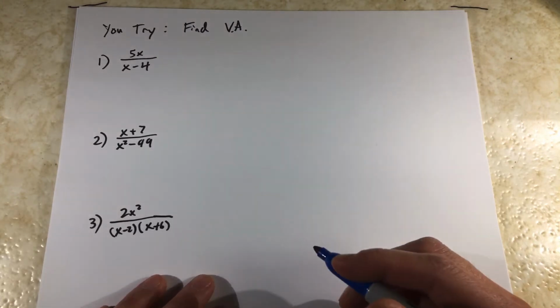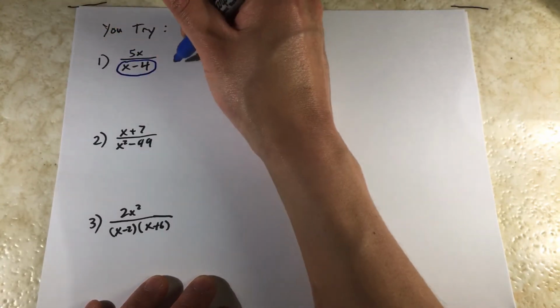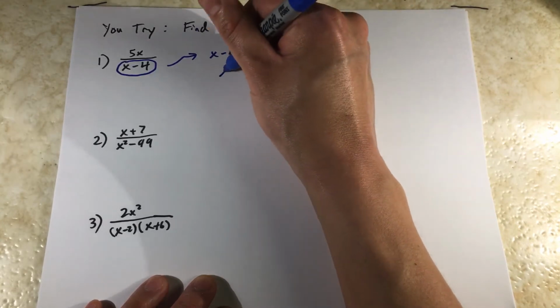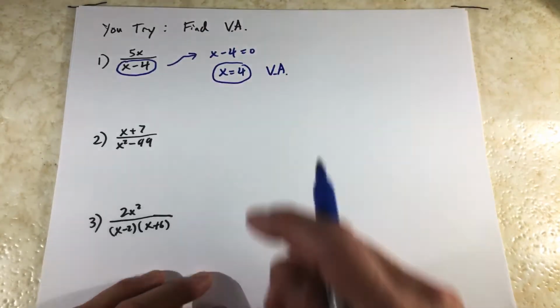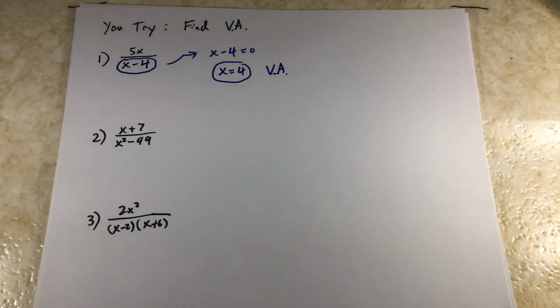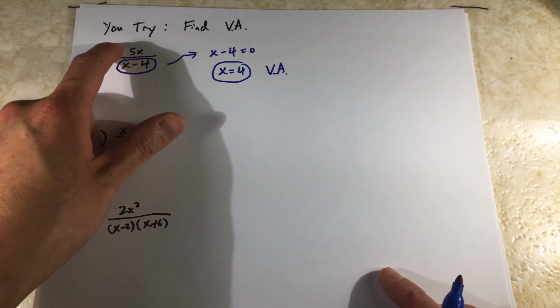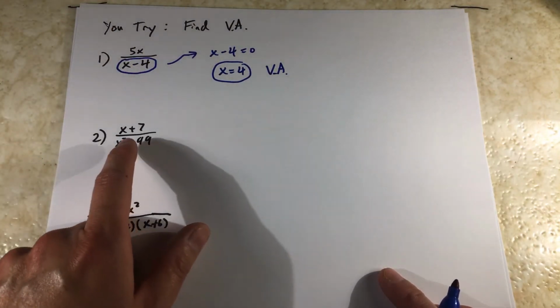Okay, so let's go through it. The goal for this is basically to make the denominators equal to 0. So this first one, x equals 4, is the vertical asymptote. Again, something I like to check also is to plug x equals 4 into the numerator and make sure the numerator isn't 0 either. So that's good.